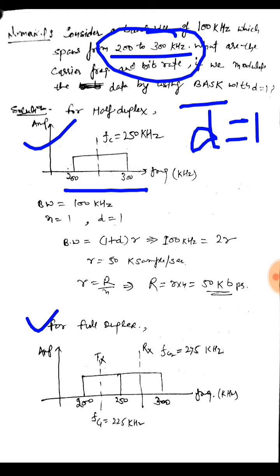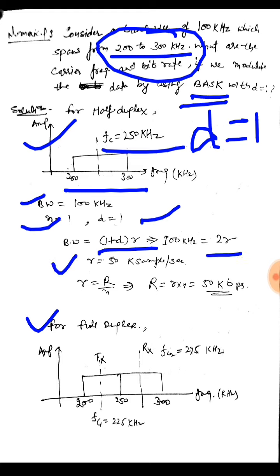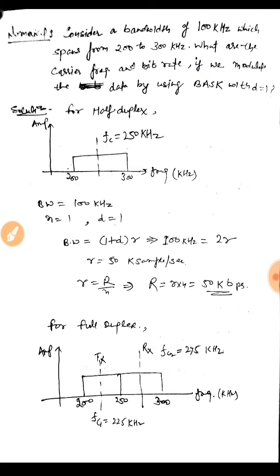So the carrier frequency would be at the midpoint of 200 and 300, that is 250 kilohertz. We are given bandwidth is 100 kilohertz, n is equal to 1 as it is binary ASK, and d is equal to 1 is given. So bandwidth is (1 plus d) into r, so 100 kilohertz is equal to 2r. So r, the baud rate, is 50k samples per second. Now to convert it into bit rate or data rate, it would be r into n, that is 50 kilobits per second.